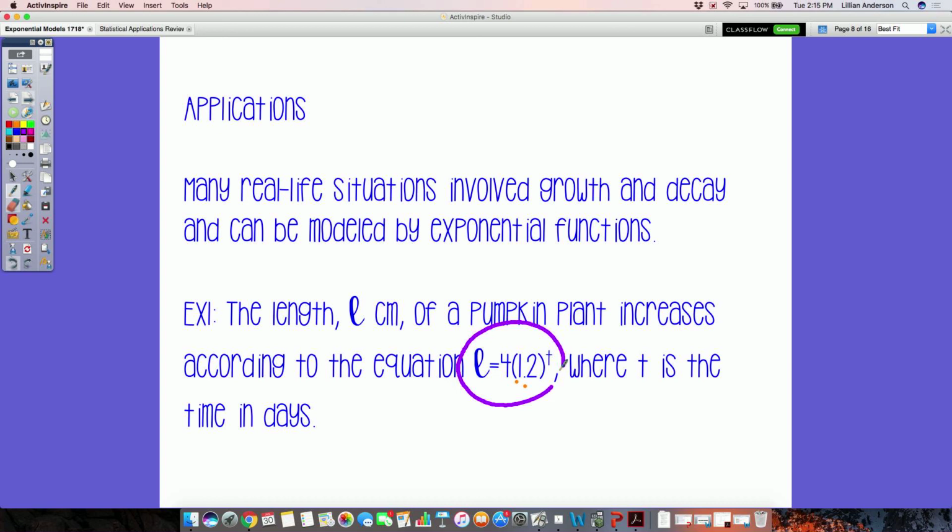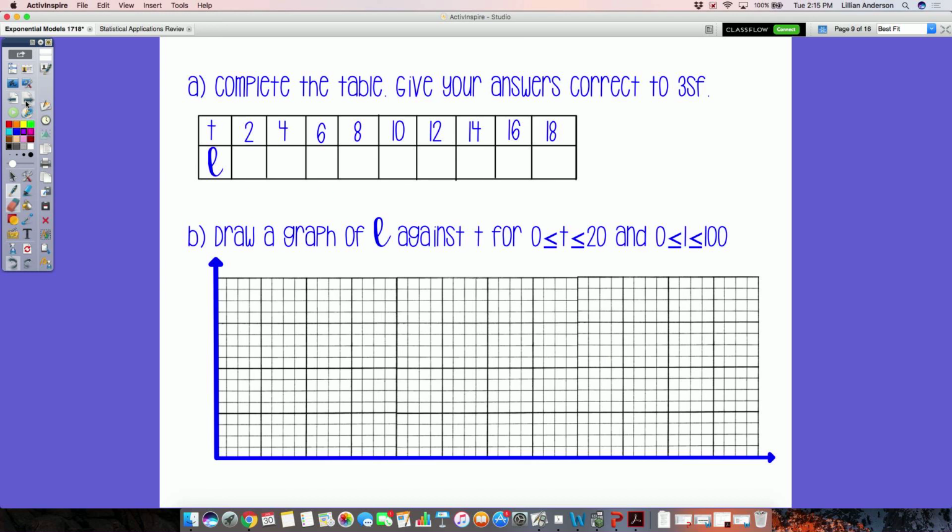Now, if you're ever given an equation, then that's really good because pretty much you just have to work with it. Where T is the time in days. And L, again, represents what? The length of the pumpkin plant. So we have this equation, and I asked you to complete the table. How do you do that? Plug in what? Plug in the values for T into the equation that you were given, okay? So I want you guys to do that. And if you look, it says give your answers correct to 3 significant figures, okay? So go ahead and do that. I'll give you a few minutes to get those values and complete your table.